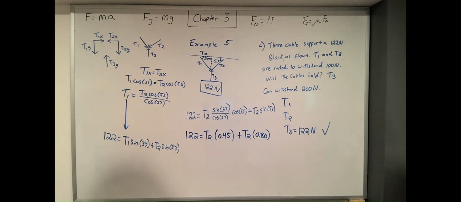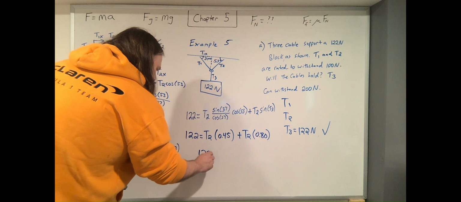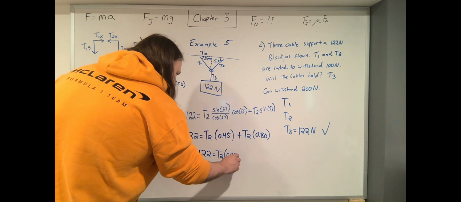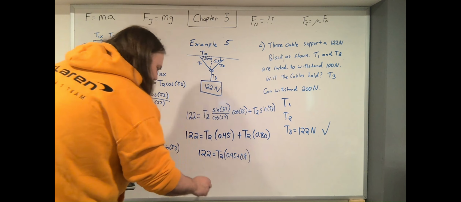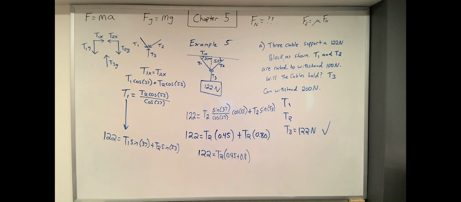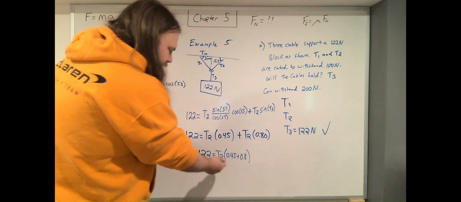If I've got T2 times this plus T2 times that, I can factor out a T2 and add those two numbers together. This will give me 122 is equal to T2 times 0.45 plus 0.8. Now we can solve for that. That should be some basic algebra for you. I want you to go ahead and put that in. Get used to doing these. Take 122 and divide by that sum that you get.